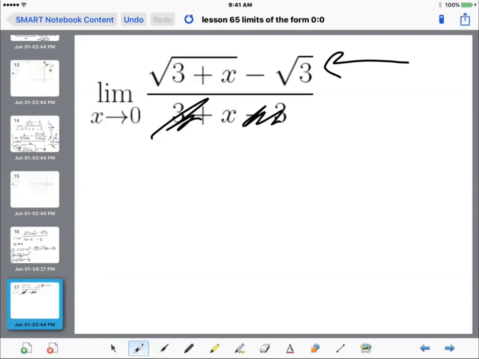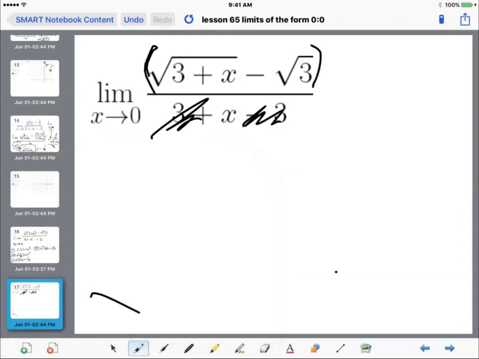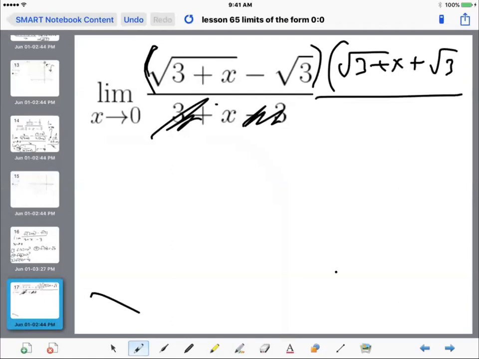Okay, and I see that Leo threw out into the chat the idea of the conjugate. Now, you might remember rationalizing the denominator from Algebra 2. Well, maybe it's possible to rationalize the numerator. And if it is possible, is it going to get us anywhere? Well, let's see what happens.